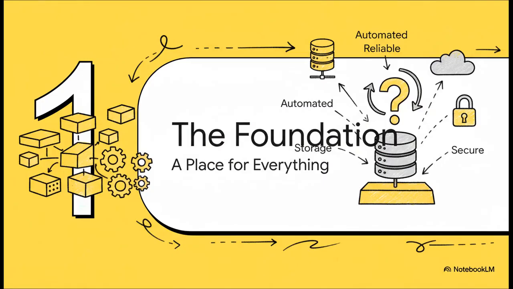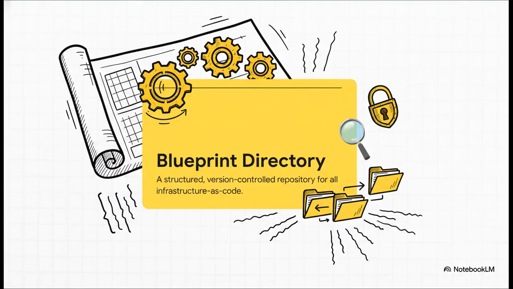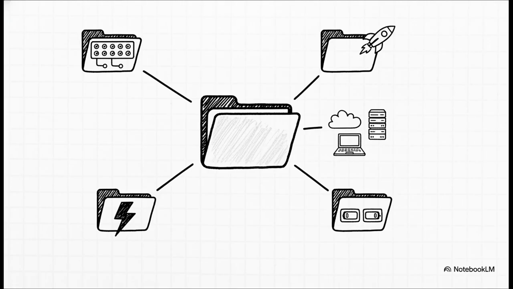It all starts with one super foundational question. Where do you store all the configurations? The answer to this is literally the bedrock of the entire system. At its heart is the blueprint directory. Just think of it as the single source of truth for everything. And it's not just some folder, it's a fully version-controlled repository for all your infrastructure as code. And that just means all your server, network, and cloud service setups are all defined in code files, living right there alongside your application.